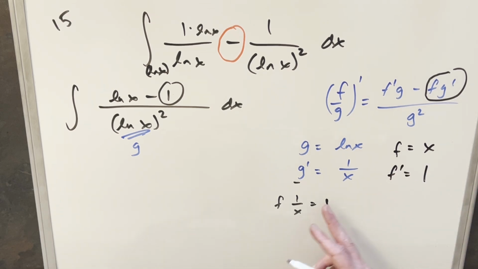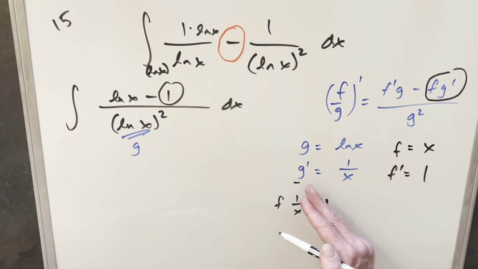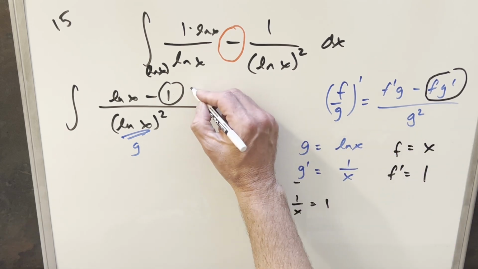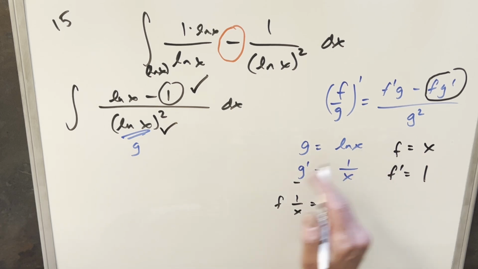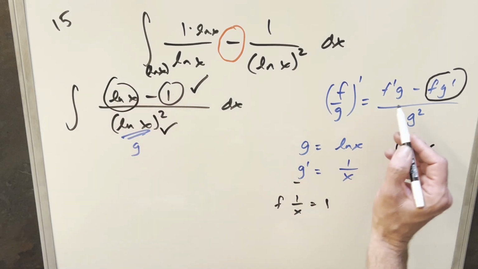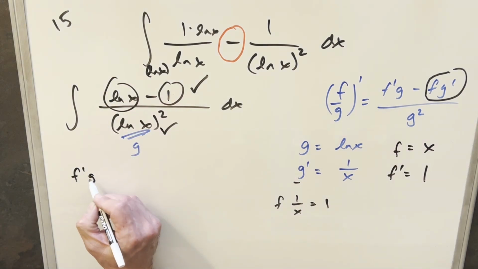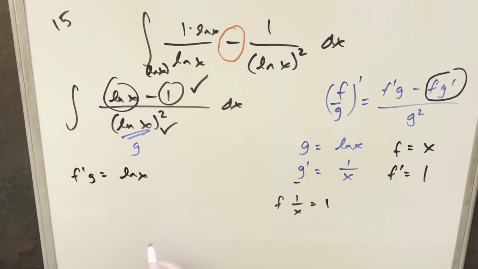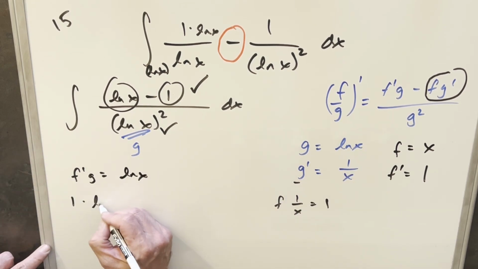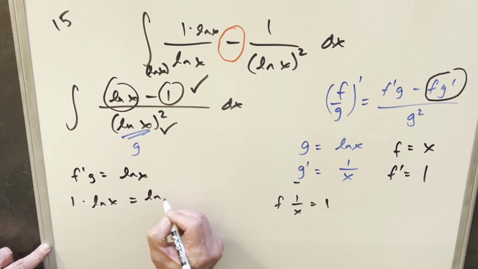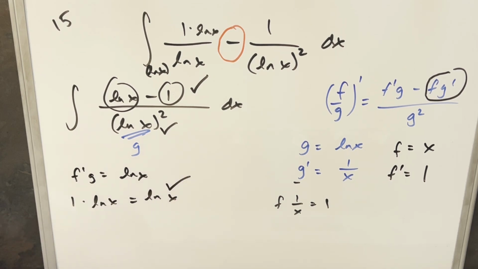Then we can just check it to make sure everything works. Like we already did this, f g prime, x times 1 over x gives me this 1. That's good. We know this, right? g squared, that works. Here we want to say f prime g needs to be equal to ln x. So then we're saying 1 times ln x equals ln x. That's a check, so that's good.